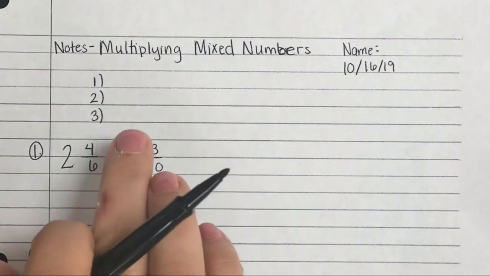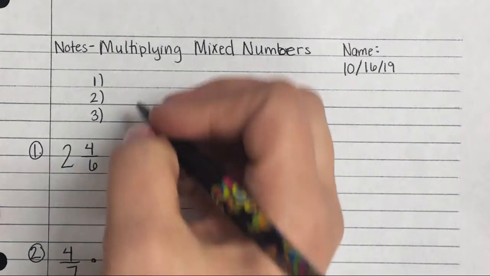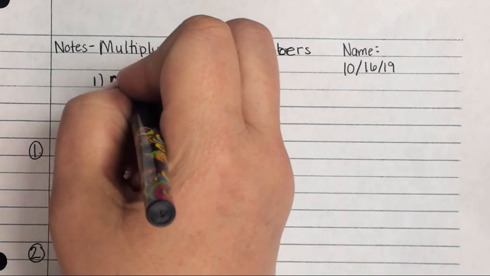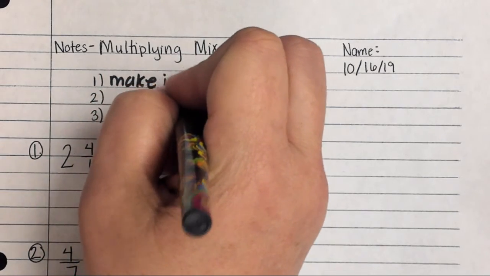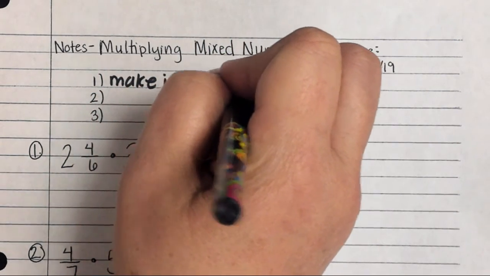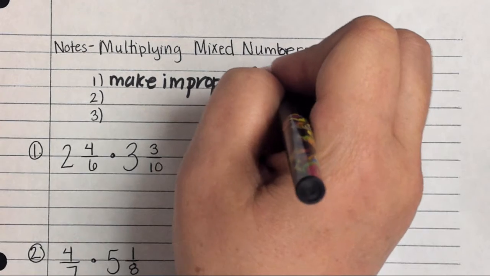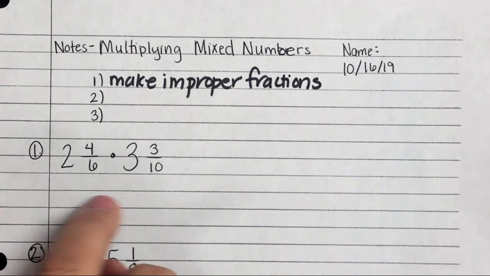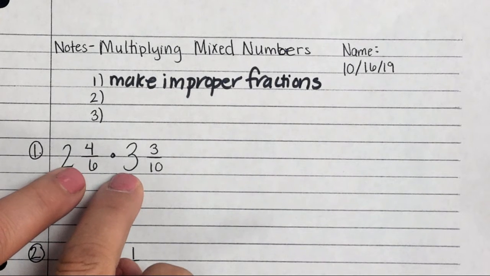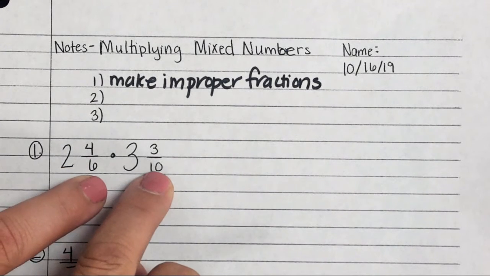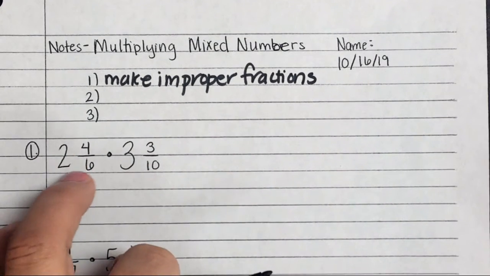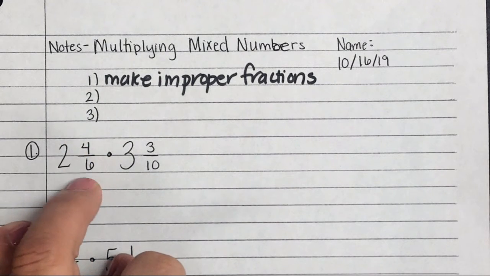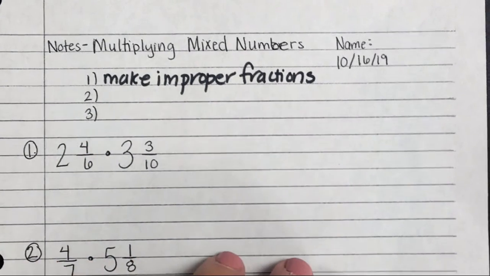Okay? So our first step when multiplying mixed numbers is that we have to make improper fractions. We would not get the correct answer if we came through here and said 2 times 3 and then multiplied our fractions. We have to combine this whole amount. We've got to have one thing we're multiplying.